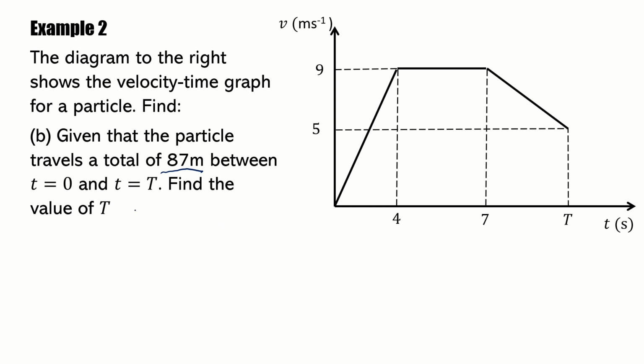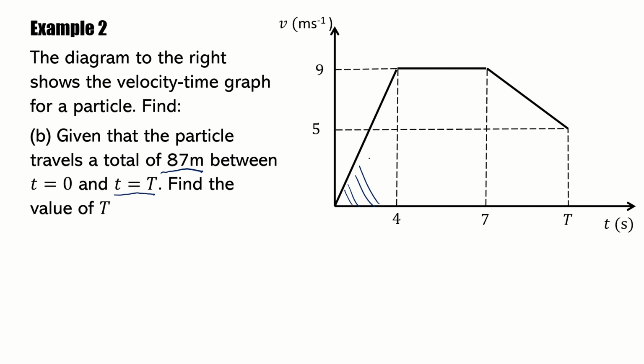And therefore, instead, what this question is requiring us to do is to find this mystery value of time, capital T. It's one of those questions where you effectively know the answer, but you're having to set up an equation to help you work backwards to find what the missing variable is. So to start this question off, we know we're going to need to find the distance ourselves using the graph and then set it equal to 87 meters to set up that equation.